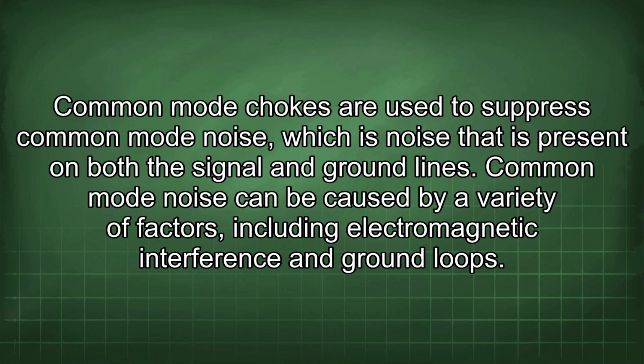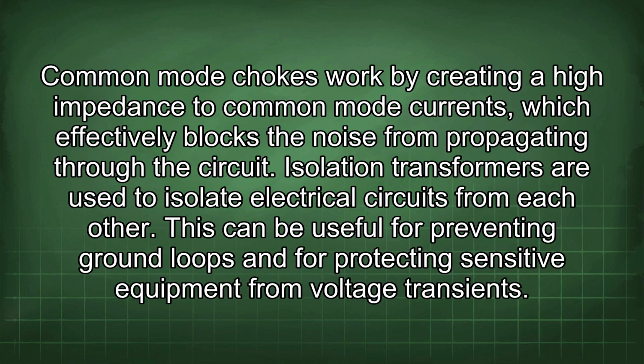Common mode chokes are used to suppress common mode noise, which is noise that is present on both the signal and ground lines. Common mode noise can be caused by a variety of factors, including electromagnetic interference and ground loops. Common mode chokes work by creating a high impedance to common mode currents, which effectively blocks the noise from propagating through the circuit.